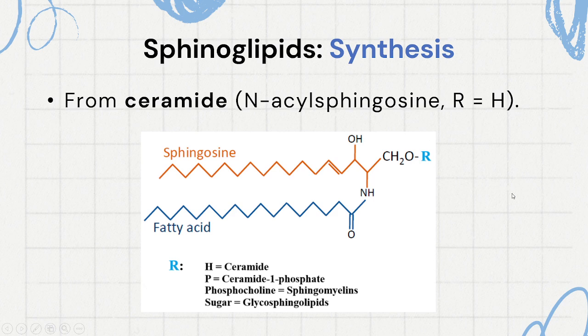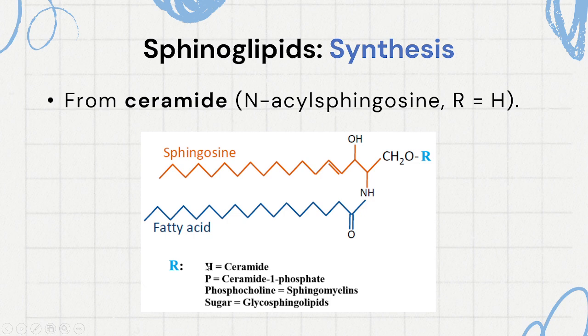Now, sphingolipids are from ceramide. So the parent molecule for sphingolipids is ceramide. This is the ceramide molecule. It consists of a sphingosine, which is linked through an amide link to a fatty acid, and in this position in the side chain R, it will be represented by hydrogen.